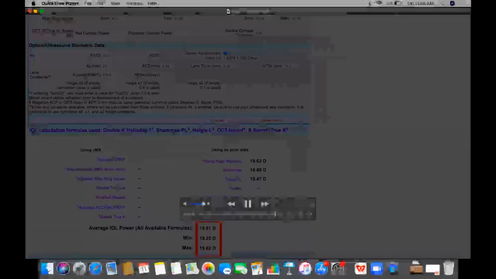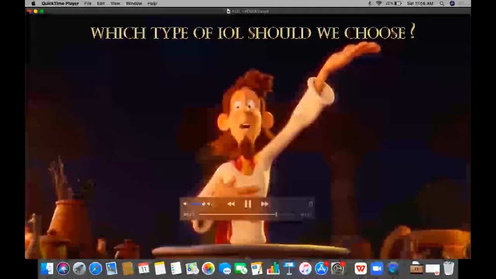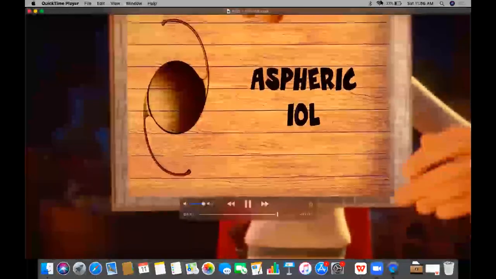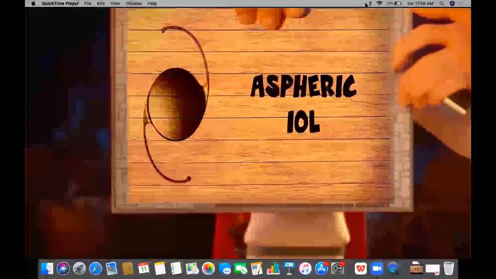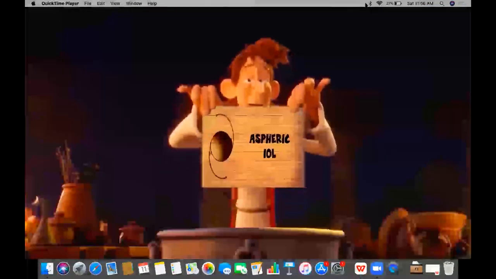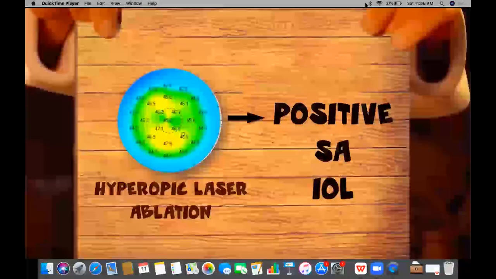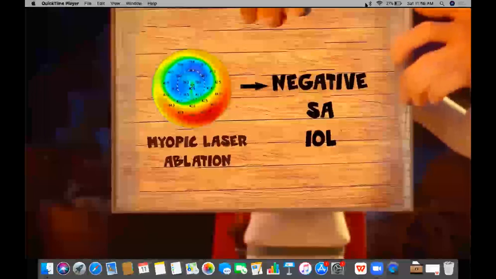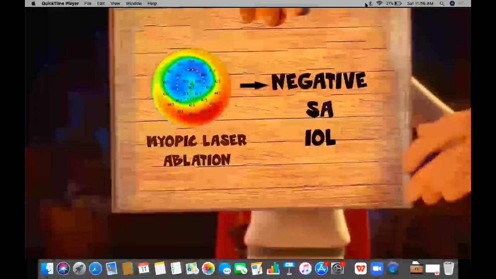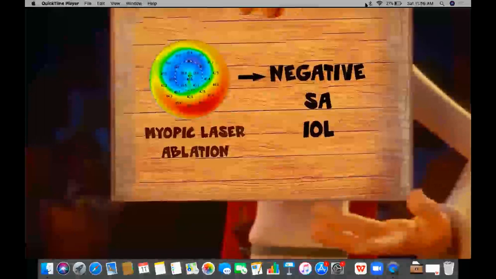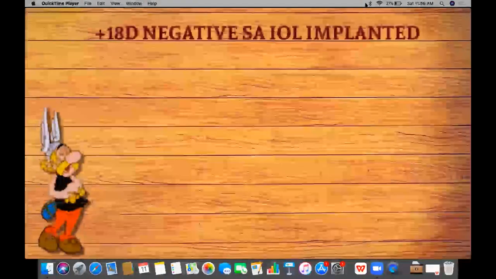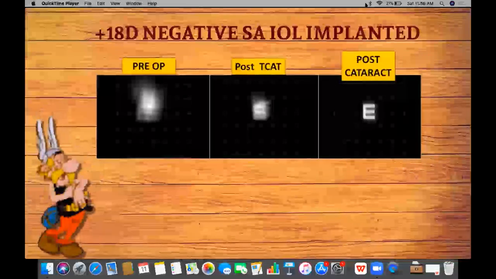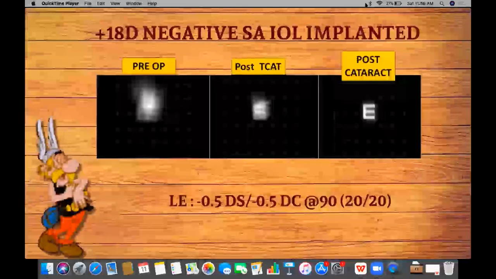The next question is which type of IOL should we choose? It is suitable to implant aspheric IOLs in such cases depending upon the type of ablation they have undergone. In hyperopic laser ablation, we choose an IOL with a positive spherical aberration. And for myopic laser ablation, we choose an IOL with negative spherical aberration. Coming back to our case, an 18 diopter IOL with negative spherical aberration was implanted and the patient had best corrected visual acuity of 20/20.